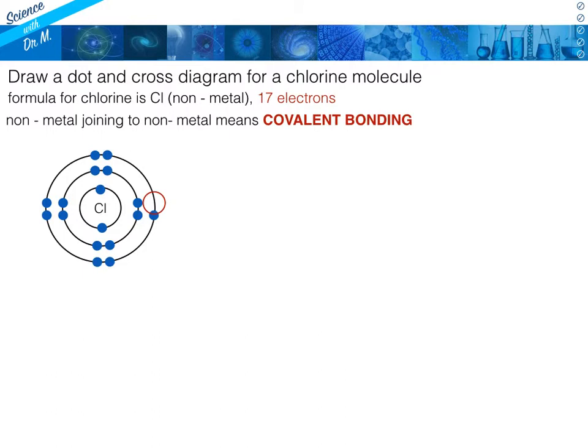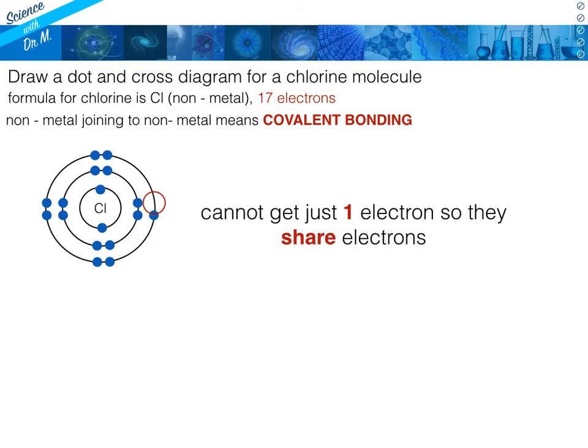Now, the problem when chlorine bonds with chlorine is it only needs to get one electron from somewhere. But all the other chlorine atoms also want one electron. So no one really wants to start donating and losing 7 to get their full outer shell. So they all want to gain one electron. So how do they get round this? Well, you can't just gain one electron, so they start to do something called sharing electrons.